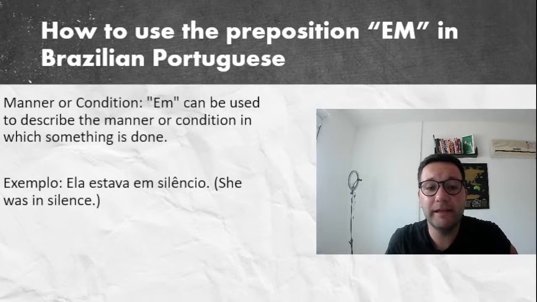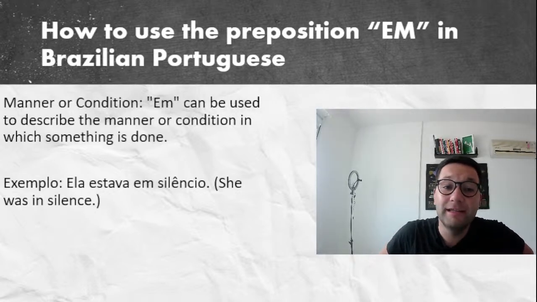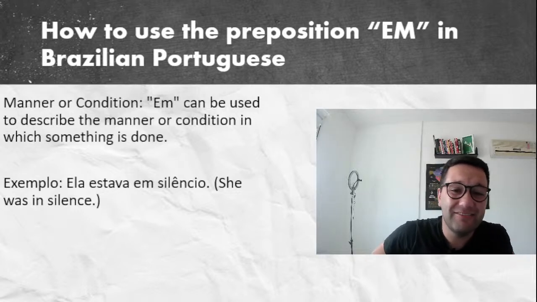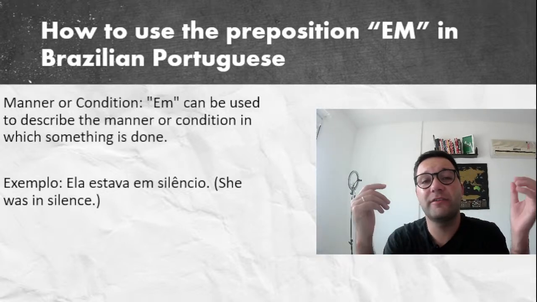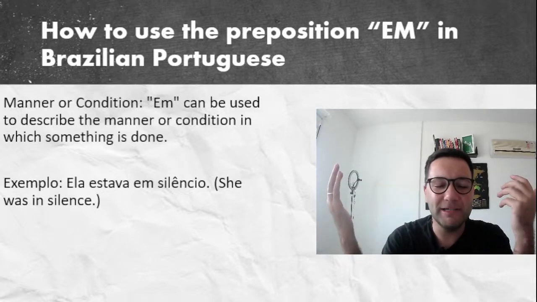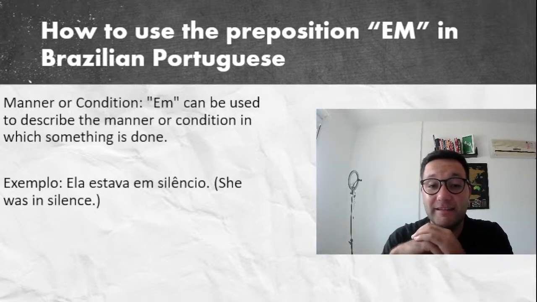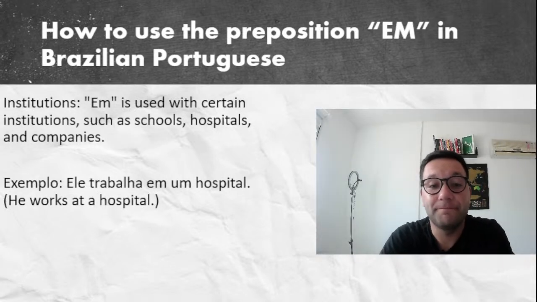Also, we use it for manner or condition, to describe the manner or condition. For example, ela estava em silêncio. Here it's like in English, in. When you are translating the preposition in, in the majority of cases it's always em in Portuguese. Ela estava em silêncio. She was in silence.